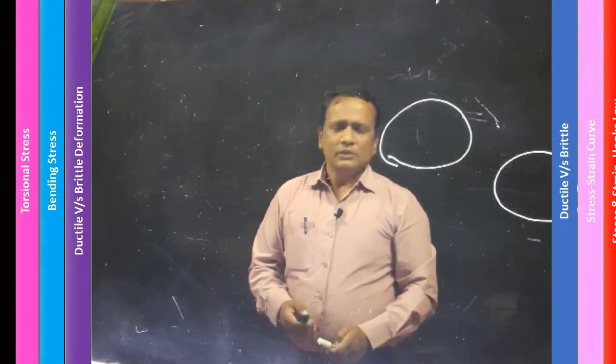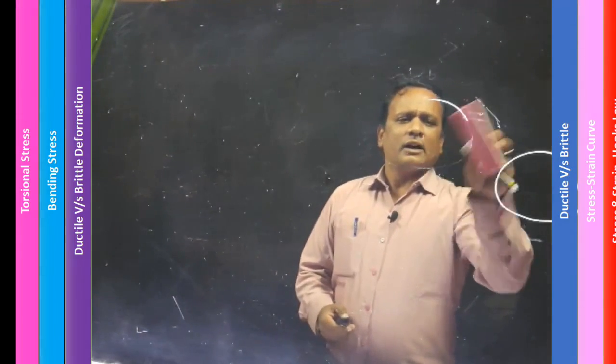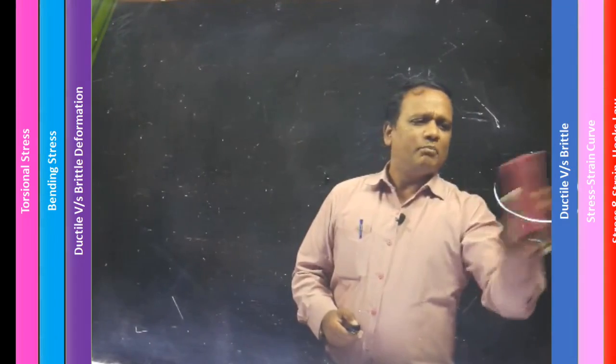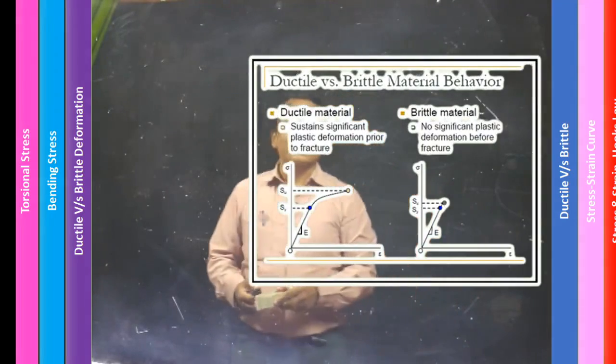Next, I will correlate how ductile and brittle deformation take place in a material, for which I would like to take this curve as an example.